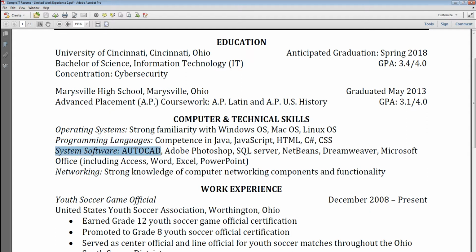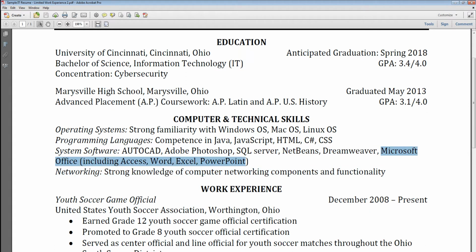I would include any type of relevant software that you have some exposure to. So for instance, AutoCAD, if you took a CAD class in high school, or maybe you started in the engineering program before transitioning to IT, this would be fine to include. Photoshop is fine. SQL, NetBeans, Dreamweaver, things that you've had in your IT courses, perfectly okay.